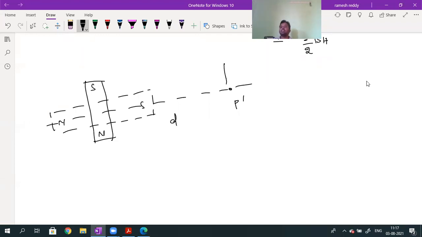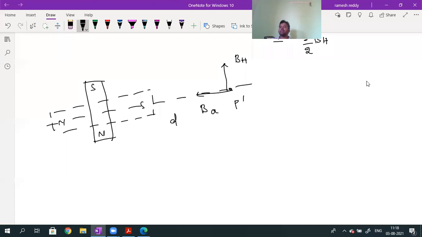At this point P dash, this is the horizontal component direction. The direction of the magnetic field will be from south to north. Point P dash is on the equatorial line, so this is the direction of B. Where I want to calculate the magnetic field induction, point P is on the axial line, so this is the direction of B axial. Both are mutually perpendicular. This is the direction of BH and this is the direction of BA.